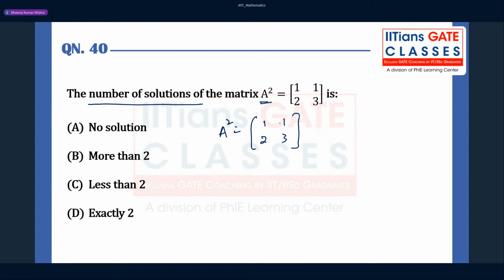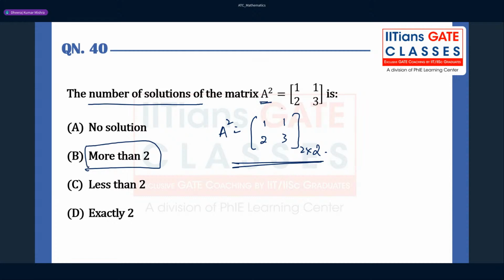So how many rows are there? You can say 2 into 2. This is the order of the matrix, and how many solutions are possible? The options are: no solutions, more than 2 solutions, less than 2 solutions, and exactly 2 solutions. See, more than 2 solutions means you can say infinitely many solutions only, right?